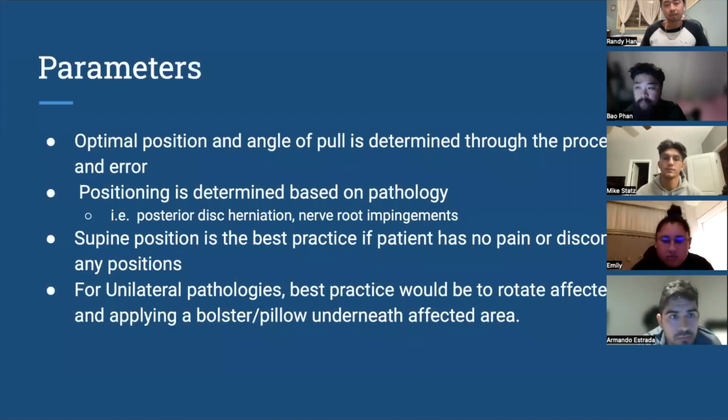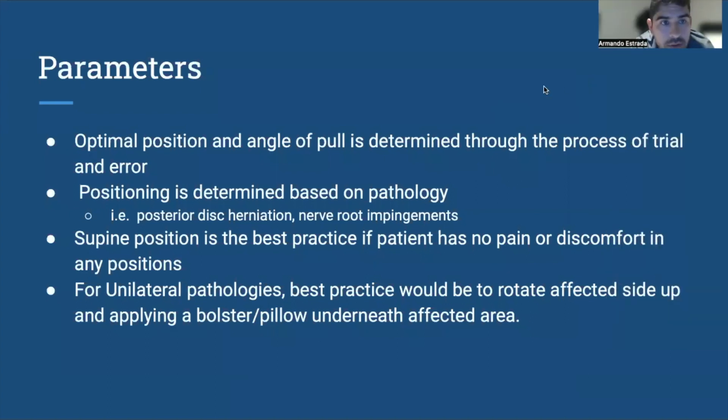All right, perfect. And then third parameter, optimal position and angle of pull, is very important in determining effective lumbar traction. It's kind of determined through a process of trial and error. Positioning, again, is based on pathology. Like I said previously, someone with a posterior disc herniation is more likely to go in a prone position. And for nerve root impingements, you can put them in supine position. But overall, supine position is the best practice if the patient has no pain and discomfort in it.